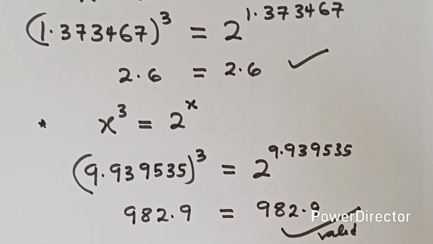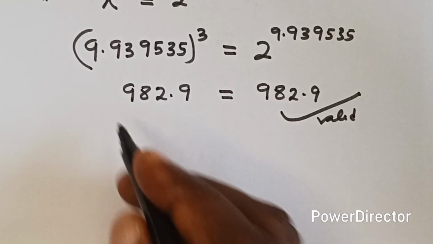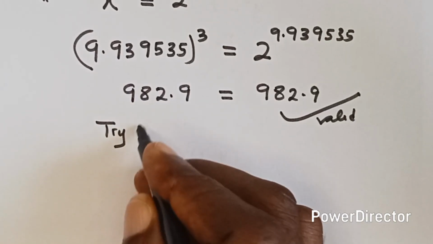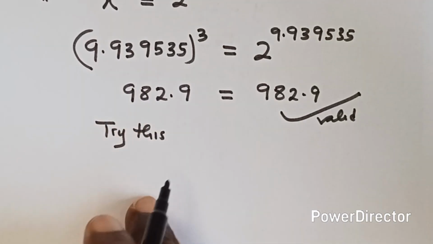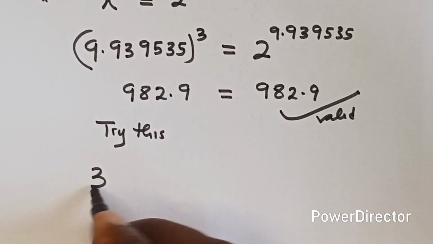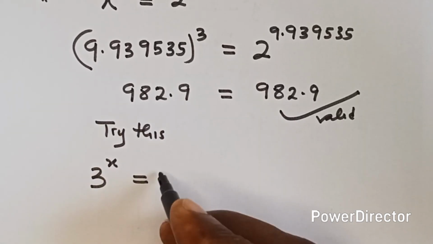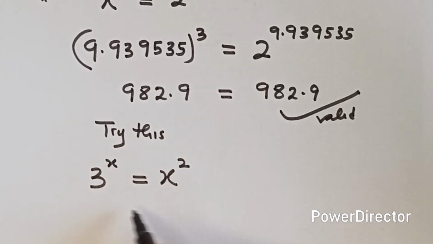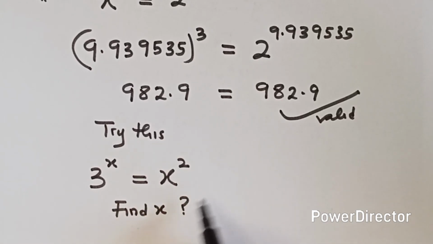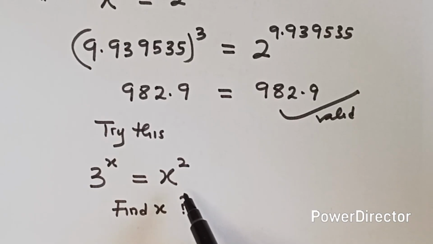Now let's do something very similar to this. Now let's try this. Okay, so we have 3 raised to the power x equals x raised to the power 2. Okay, so let's find x. All right, so you know that algebraic manipulations will not work, and also logarithm. Okay, but I want us to try the Lambert W function to find the value of x.